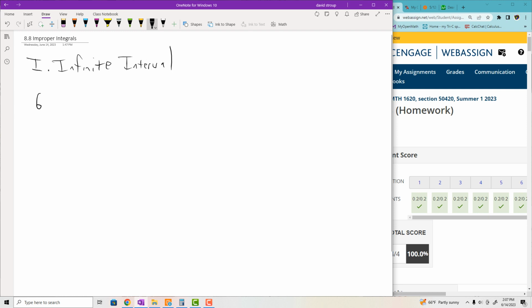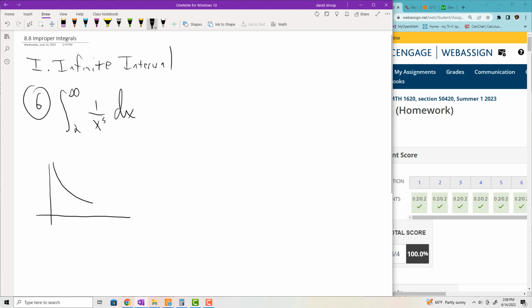And the big red flag that you'll see is an infinity symbol in one of the limits or both limits. So number 6, we'll see the infinity symbol in the top of the limit. Okay. And what does this represent? Well, you can think of it visually as representing the area underneath this curve from x equals 2 to infinity. So if you just kept on adding up all of the area underneath that curve forever and ever from 2 to infinity, that's what that integral is supposed to represent.